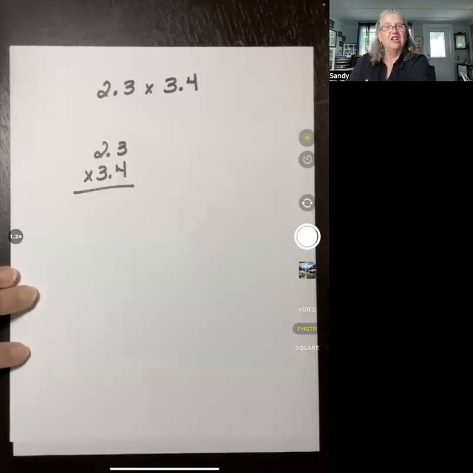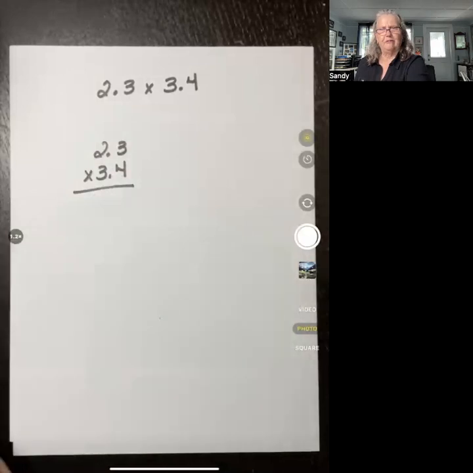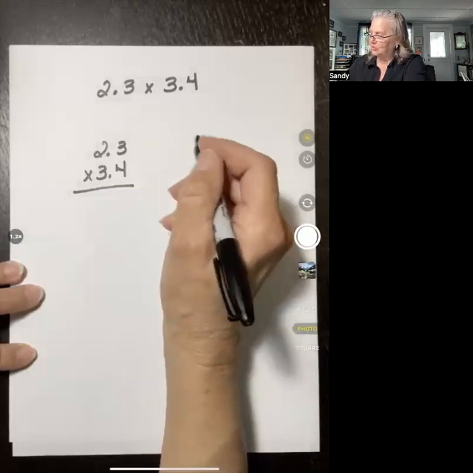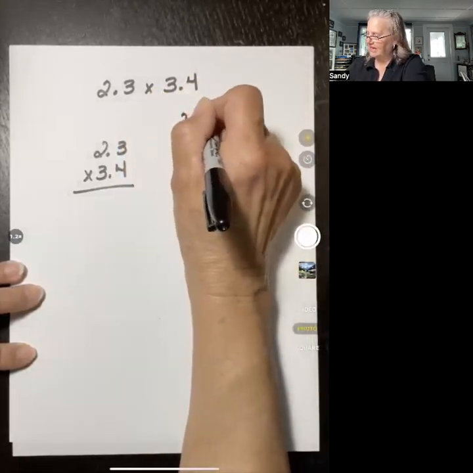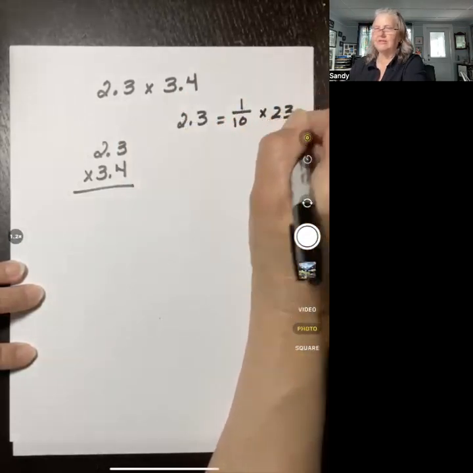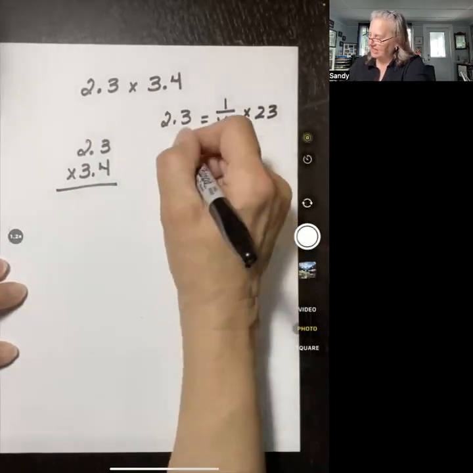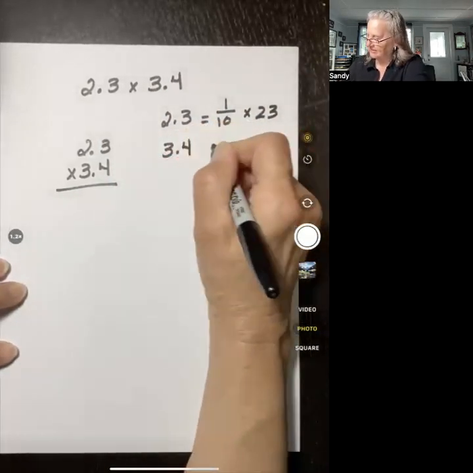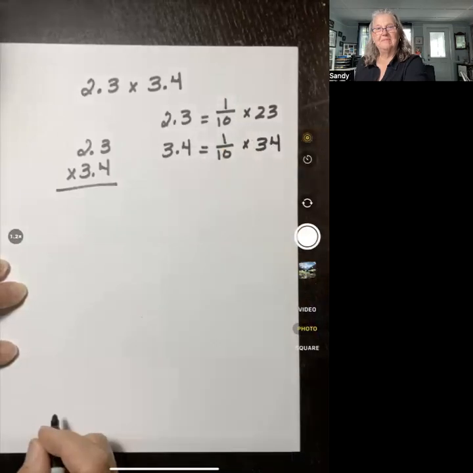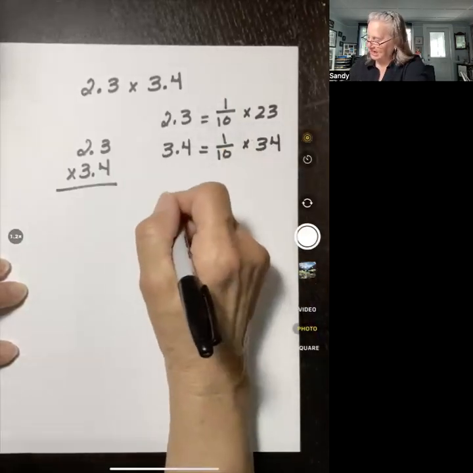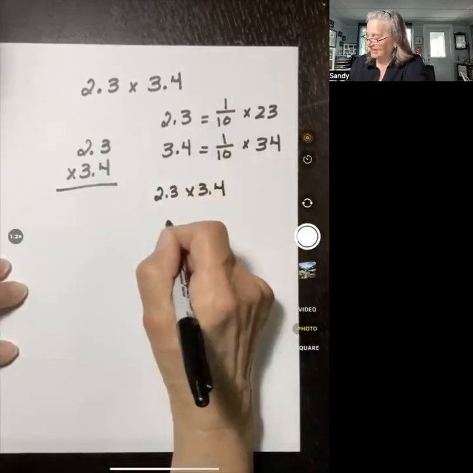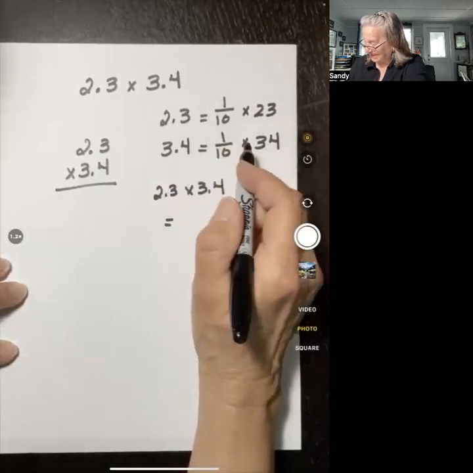Now, there's a reason all of that works. It's not just a trick or just an answer-getting technique. See, what we're thinking of is we can think of 2 and 3/10 as a 10th of 23. And we can think of 3 and 4/10 as a 10th of 34. So when we were doing this multiplication of 2 and 3/10 times 3 and 4/10, essentially, I'm going to replace that with these.